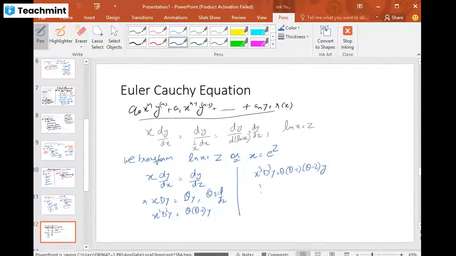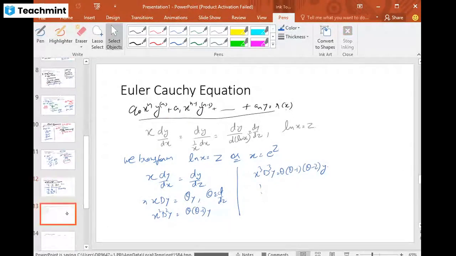One derivative, theta; two derivative, two consecutive terms; third order derivative, three consecutive terms; fourth order derivative, four consecutive terms, and so on. If we replace in this way, you can see that there is no variable x left, only operator terms. So automatically your differential equation is converted into a differential equation with constant coefficient, and you can find the solution of the problem easily.